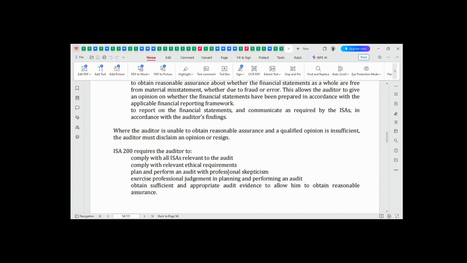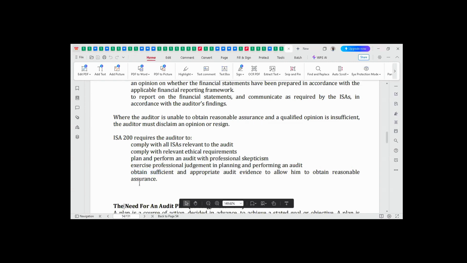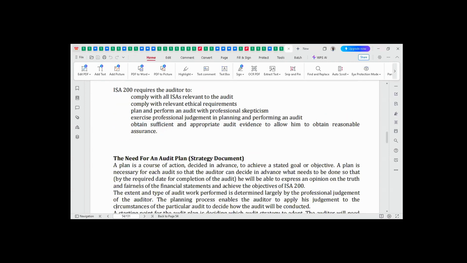Okay? So the next thing also is that the auditor must ensure that he obtains sufficient and appropriate audit evidence, to be able to guarantee that he obtains a reasonable assurance level. All right? I hope that is clear.